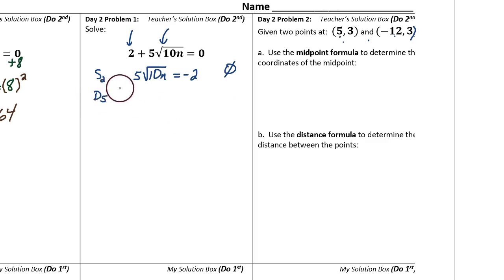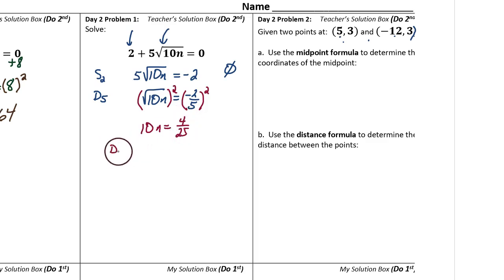Next step, divide by 5. Now we have the square root of 10n is equal to negative 2/5. Next step, remove the square root using squaring on both sides. So 10n is equal to 4 over 25. Then divide both sides by 10. So n is equal to 4 over 250, which reduces top and bottom by 2 to make 2 over 125.